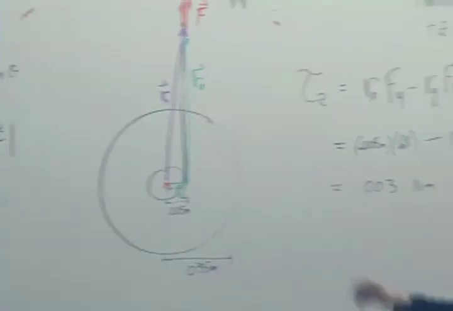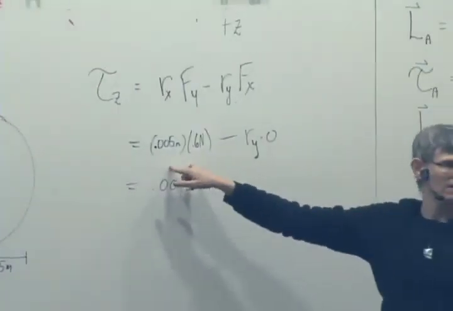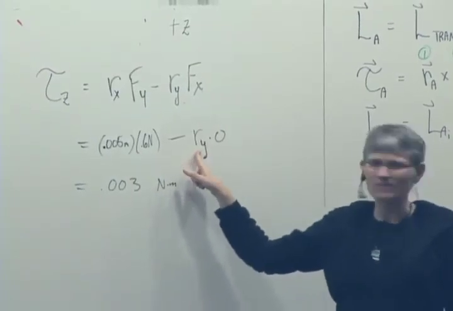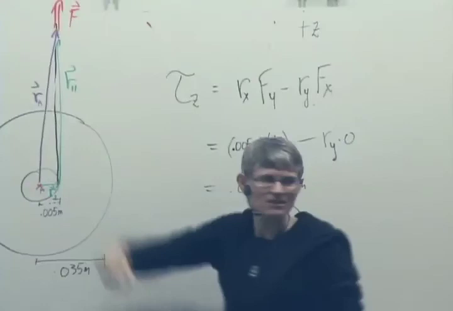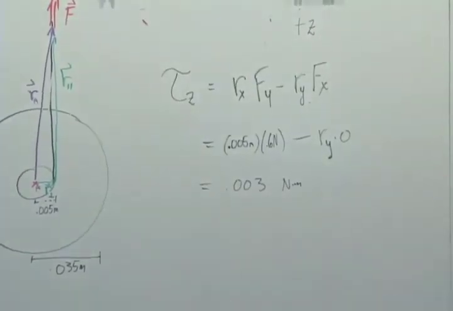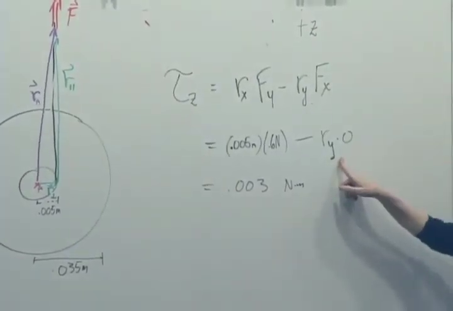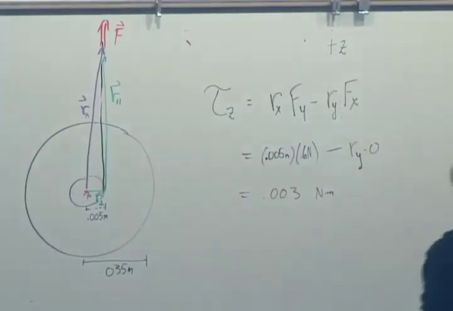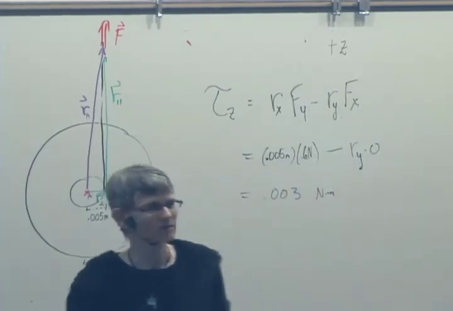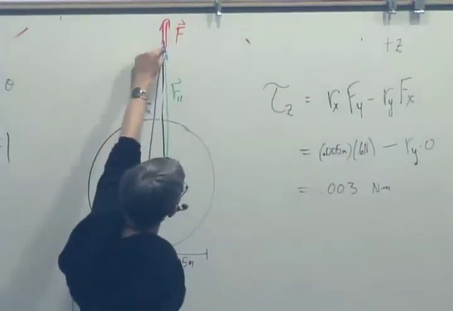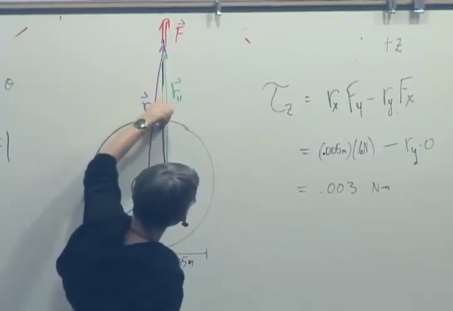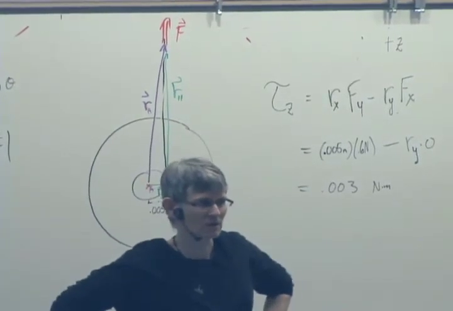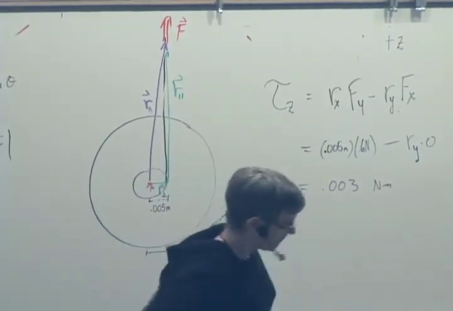This may be the clearest way to see it, because it turned out that this y distance, the distance parallel to the force, just didn't matter. And only the distance perpendicular to the force gave you a non-zero value, which means that you could exert this force here or here or here, and you'd still be getting the same torque. Okay? All right.